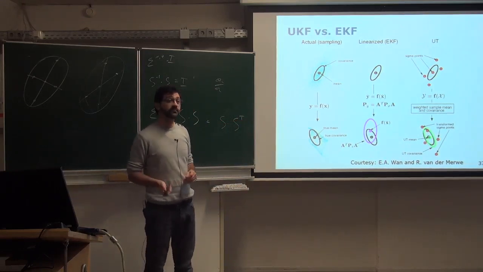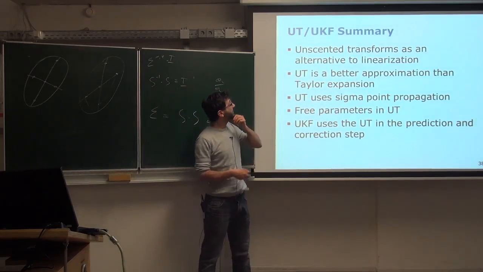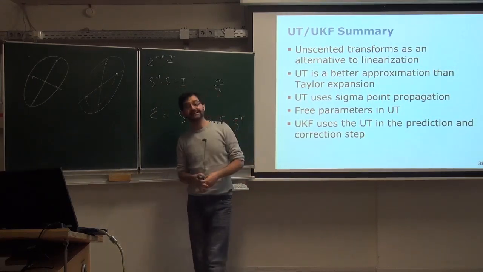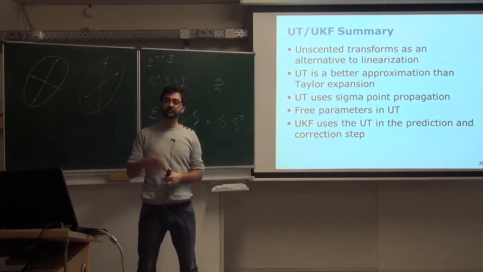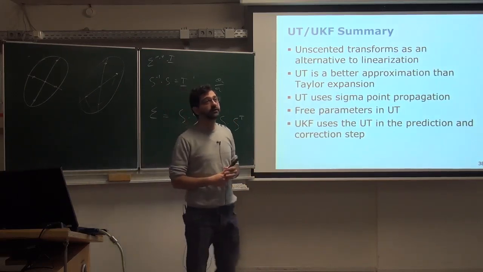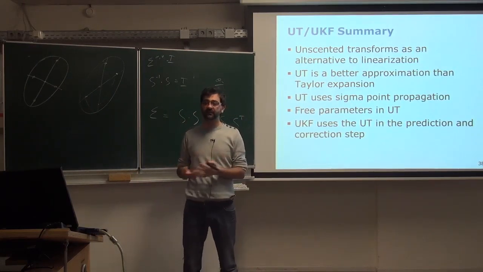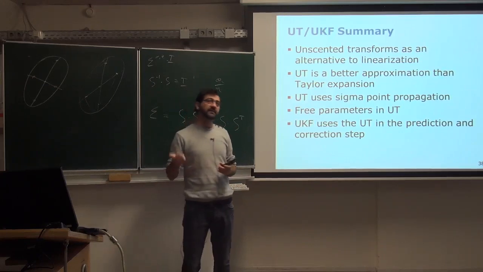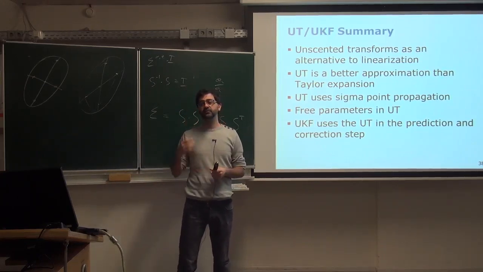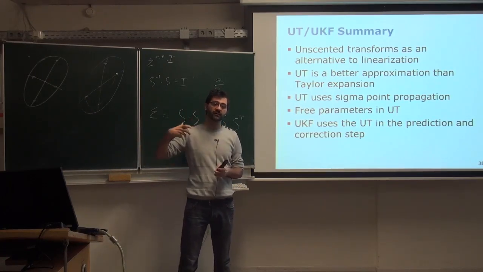Okay? So, in summary, and then we can have a short break, the unscented transform is actually an alternative to linearization, to Taylor expansion, the extended Kalman filter, especially if you have to deal with higher uncertainties and highly nonlinear functions. There is another property, which is that you don't even need to compute the gradients of your function, because everything is done by applying the function to the sigma points.